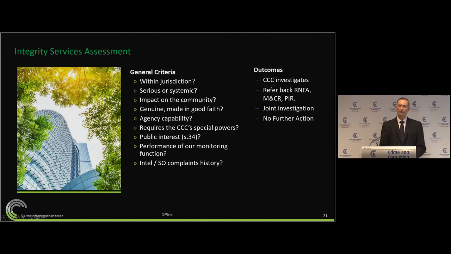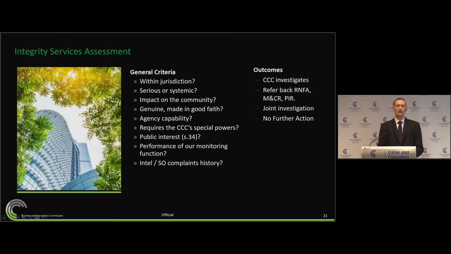Again, the general criteria, this is just to give you a snapshot of what we actually look at. Again, this is not an exhaustive list. I just put it up there as some general pointers for you in this short period of time as to what we consider.